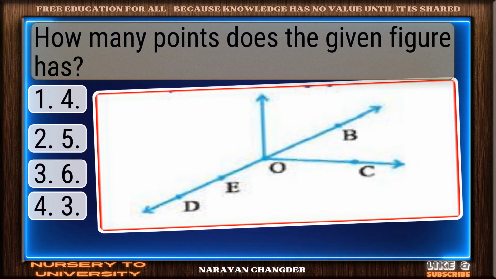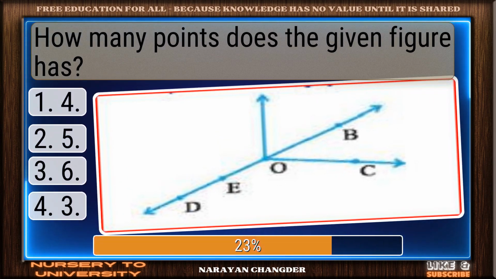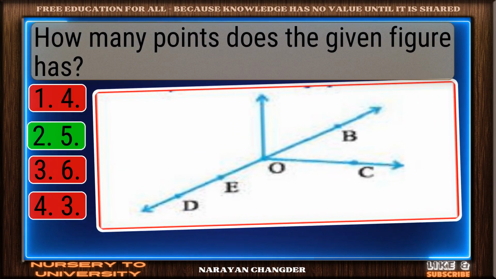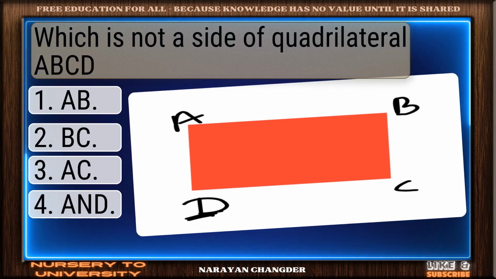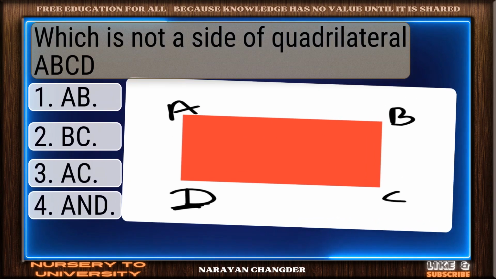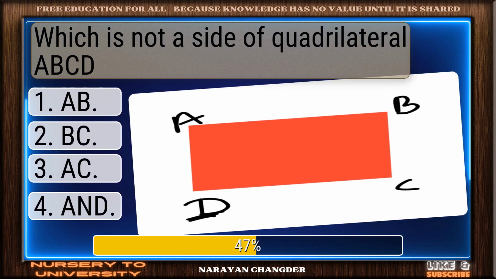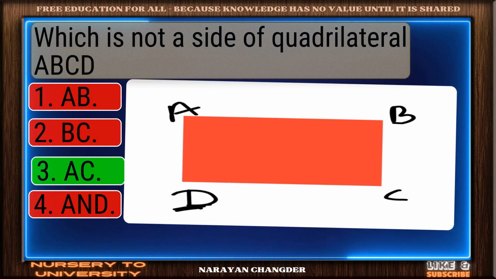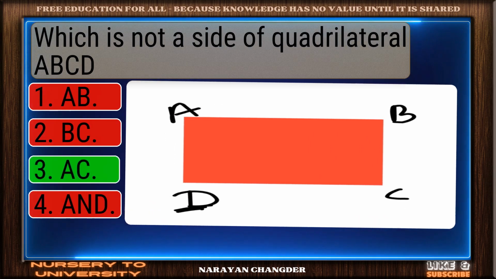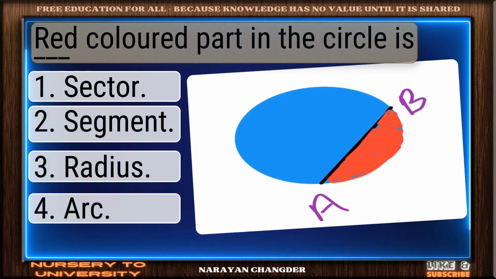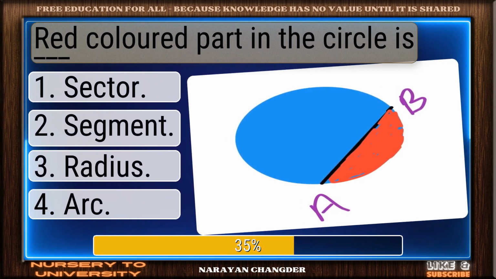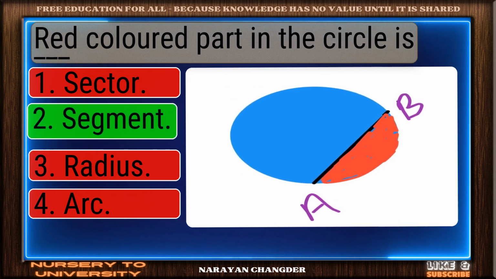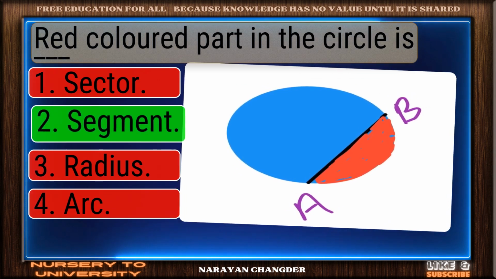How many points does the given figure have? On track. 5 is the correct answer. Which is not a side of quadrilateral ABCD? Nice work. You chose AC and it is correct. Red colored part in the circle is dash. Excellent. Segment is a brilliant choice.